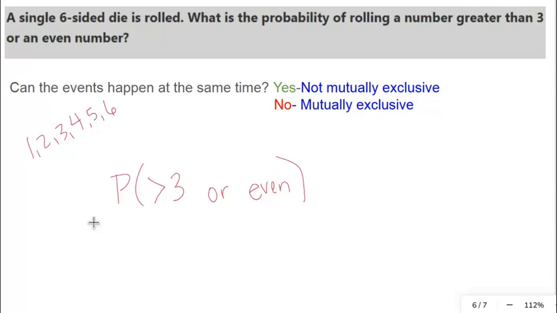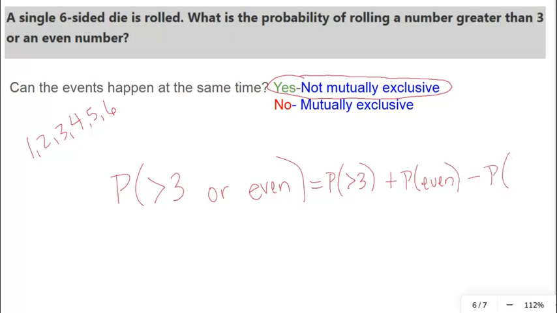So let's classify. Can these events happen at the same time? Can you roll a number that's bigger than 3 and it is also even? Yeah, 6. 6 is bigger than 3 and 6 is even. And so because they can happen at the same time, if you are using the formula, you need to take off when they happen at the same time. So we would take the probability more than 3, the probability of even, and then we subtract off when they happen at the same time, bigger than 3 and an even number.